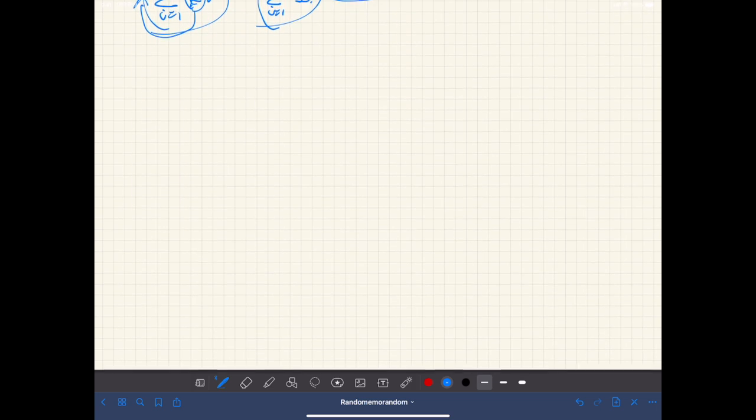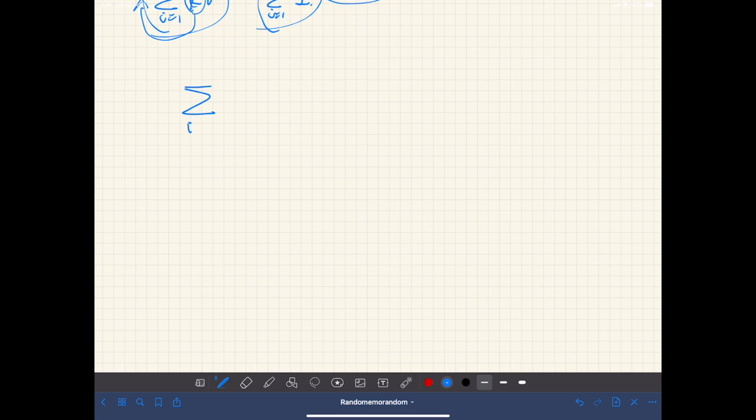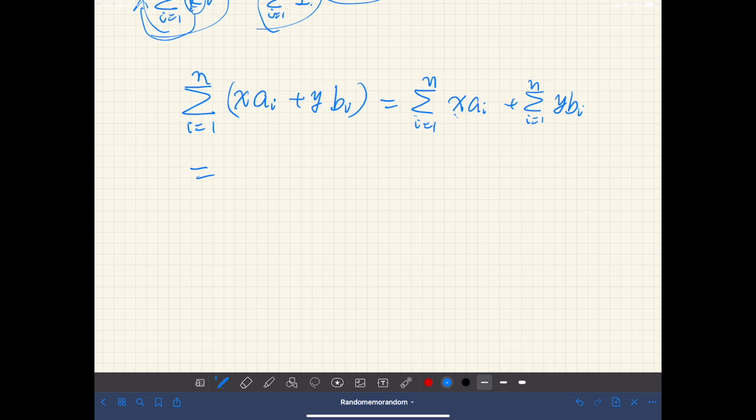In general, if we have a sequence, let's say x a_i plus y b_i, we can split this summation into 2 parts: the sum of x a_i plus the sum of y b_i, and take x out, since x doesn't depend on i, so we can take this out. And if y does not depend on i, we can take this y out of the summation.